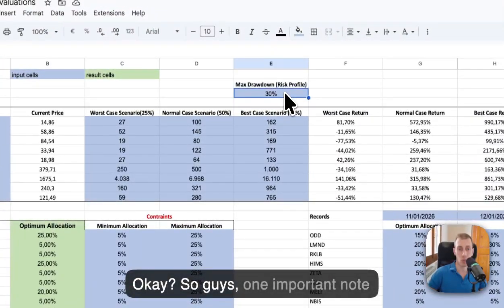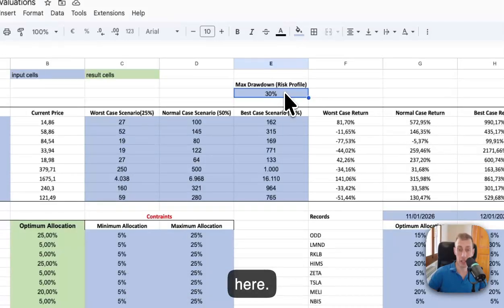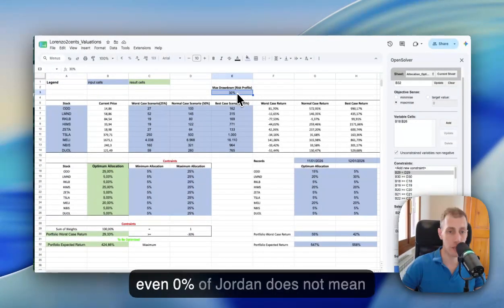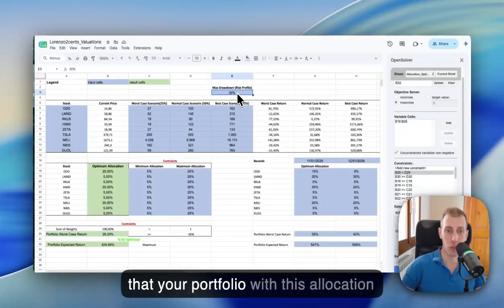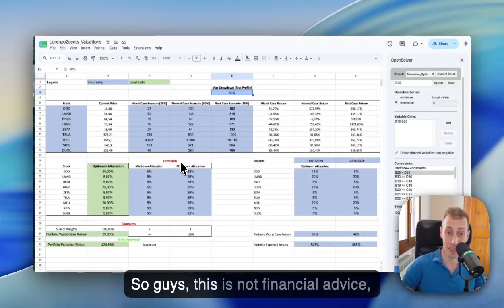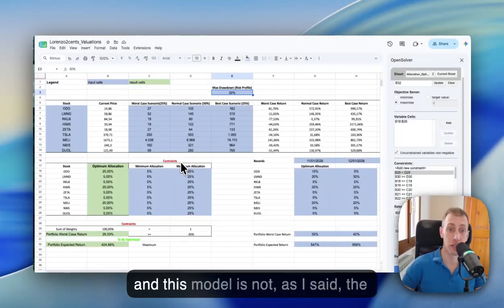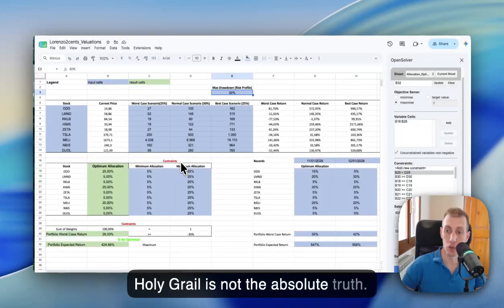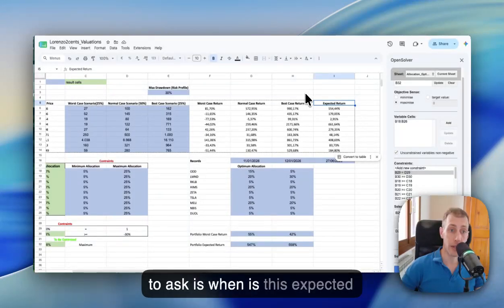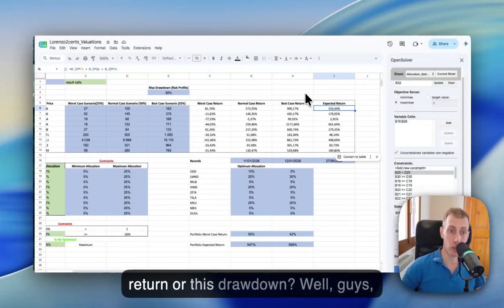Okay, so guys, one important note here: the fact that here you put 30% or even 0% of drawdown does not mean that your portfolio with this allocation will never experience a drawdown. So guys, this is not financial advice, and this model is not, as I said, the holy grail, is not the absolute truth. It's just an indication. One question that you're going to ask is, when is this expected return or this drawdown?